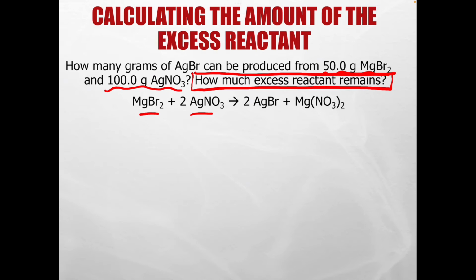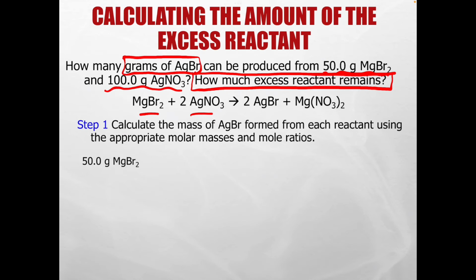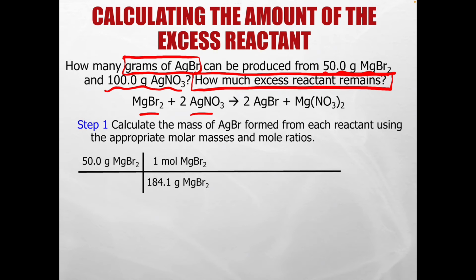This says how many grams of silver bromide can be produced from 50 grams of magnesium bromide and 100 grams of silver nitrate. So again, we're going to make two separate train tracks, and in each one of them, we are going to figure out how many grams of silver bromide we can make. So let's do that first. We start with our 50 grams of magnesium bromide, and again, every time we have grams, we're going to need to turn that into moles using the molar mass before we can change compounds. So we'll use the molar mass of magnesium bromide and 1 mole of magnesium bromide to turn grams into moles.